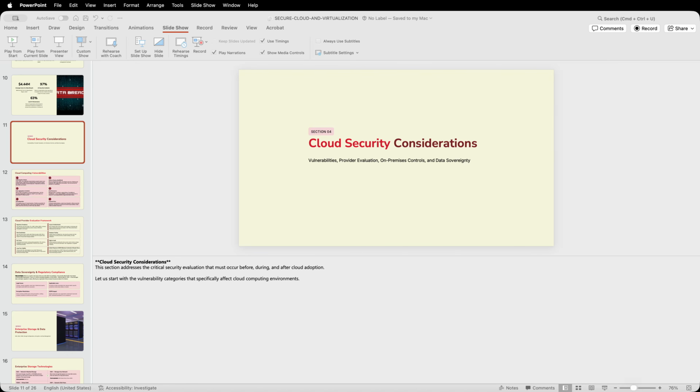Now, beyond provider evaluation, organizations must understand data sovereignty requirements when data crosses international boundaries in the cloud here. Let's talk about this topic here. Now, data sovereignty and regulatory compliance. Now, this basically refers to a country's law and control over data within its jurisdiction. Cross-border data transfer may impose conflicting legal requirements.